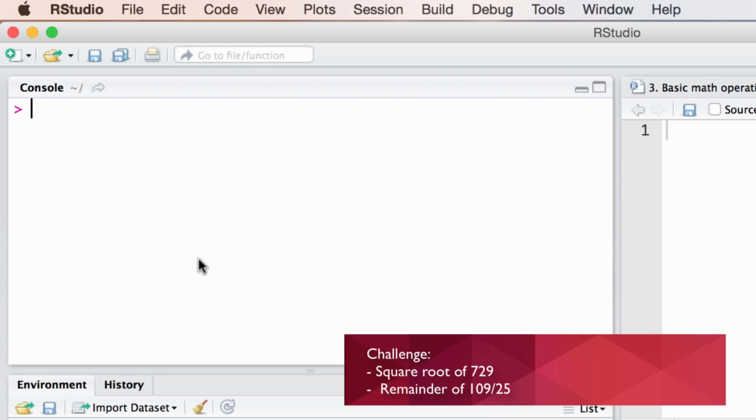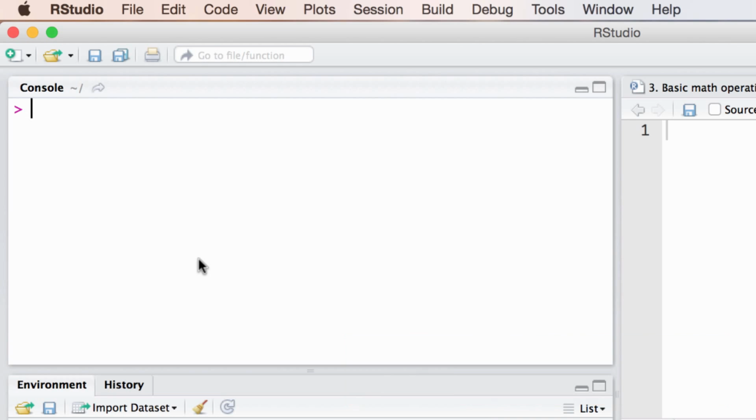Alright, I hope that went well. So how I would do it is, sqrt of 729 gives us 27. So the square root of 729 is 27, and the remainder when 109 is divided by 25 would be something like this. The answer is 9. So if you got this right, congratulations. We are now ready to move on to the next video.